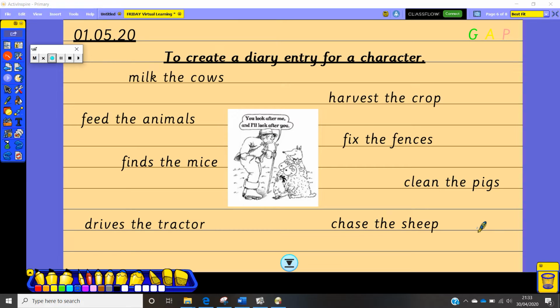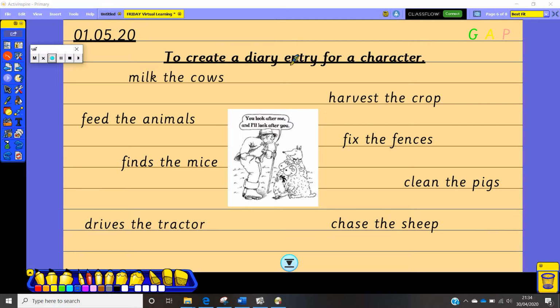So these are just some ideas of jobs that he would do around his farm to make sure all his animals are safe, to make sure his farm is working, and to make sure his animals are happy. Obviously, he isn't very happy because he's found those mice, which Mossop should be finding for him.